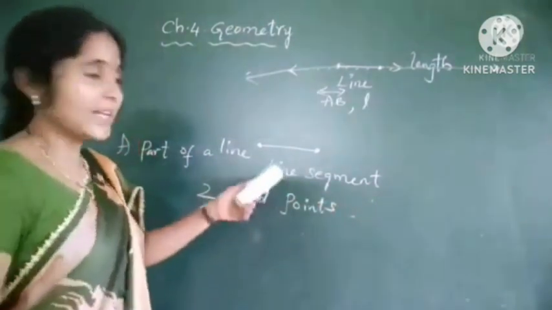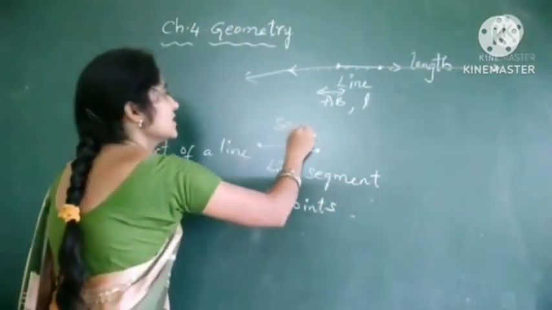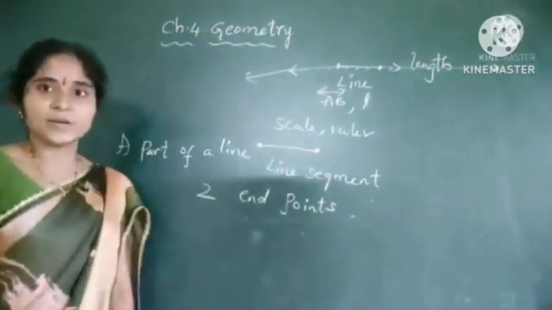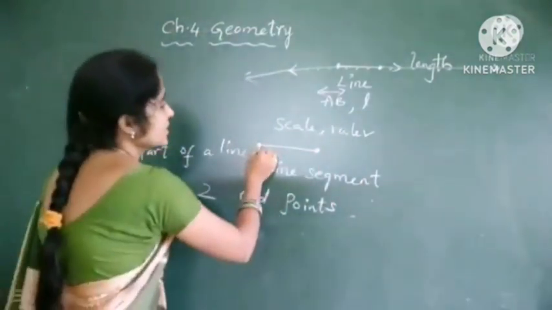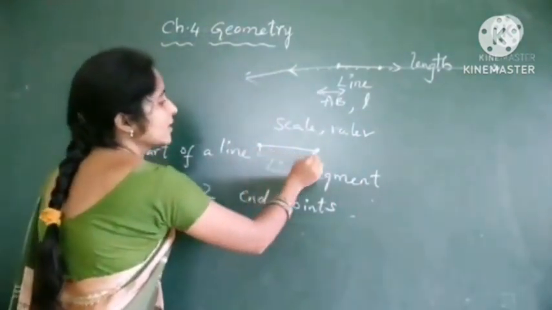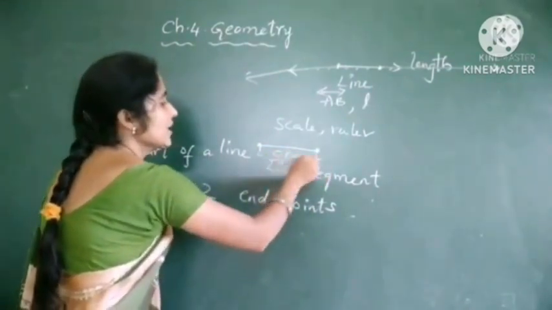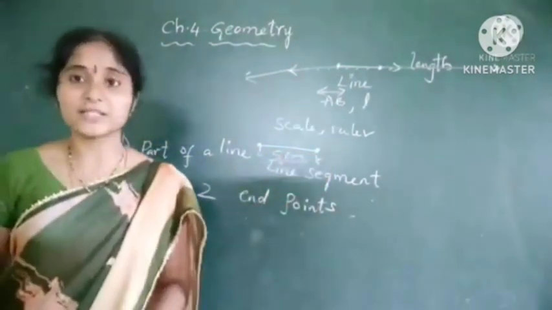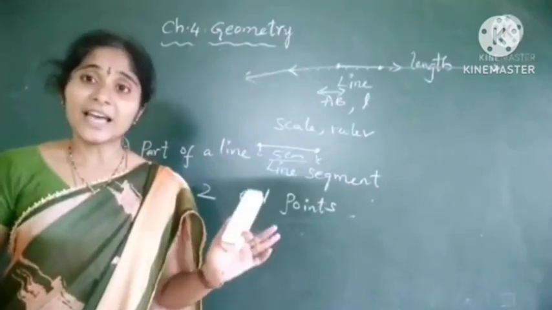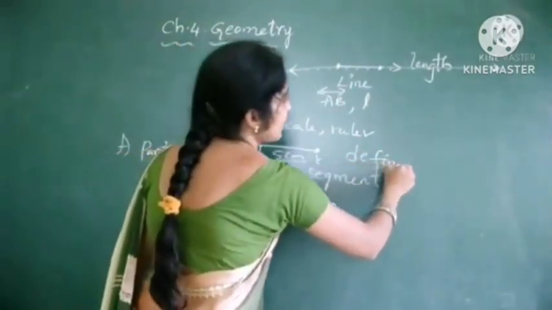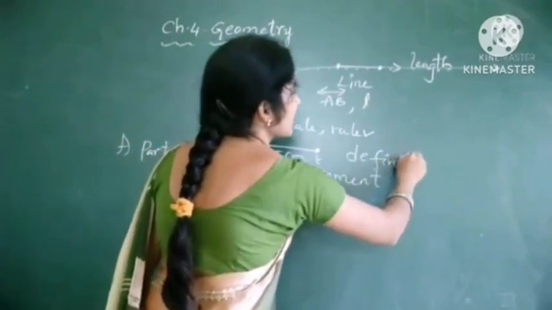We can measure the length of a line segment using a scale or ruler. What is the length of this line segment? Open the scale and we have to measure. Start at 0 and this goes up to 5, suppose. So the length of the line segment we can measure. That's why a line segment has a definite length.